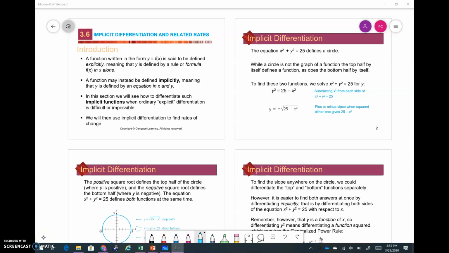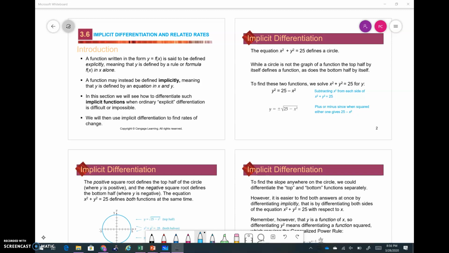All right, this is section 3.6, implicit differentiation and what we call related rates. So in this section, we're going to talk about how to deal with functions that are written in both terms x and y and not just x by itself.